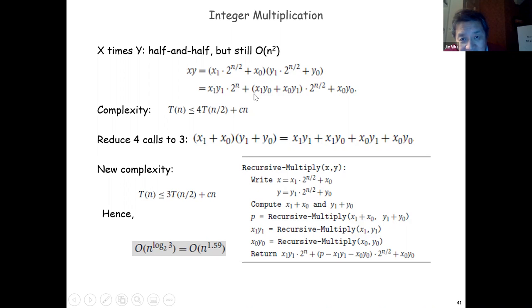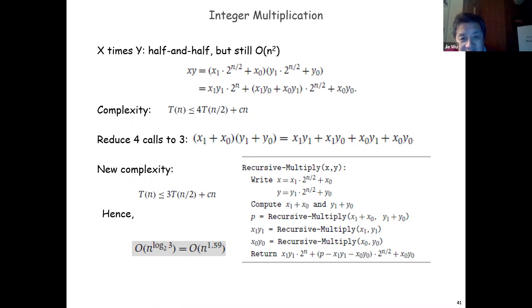That's the key. But this carries the 2 to the n weight, the position. Then for this part, you have the same kind of weight: x1 times y0 plus x0 times y1. And then the last part, the least significant part, is x0 times y0. So suppose you calculate each one, then you can just add them together. It's very simple. That's a recursion.